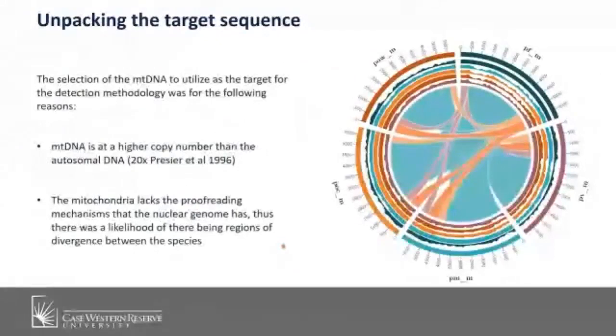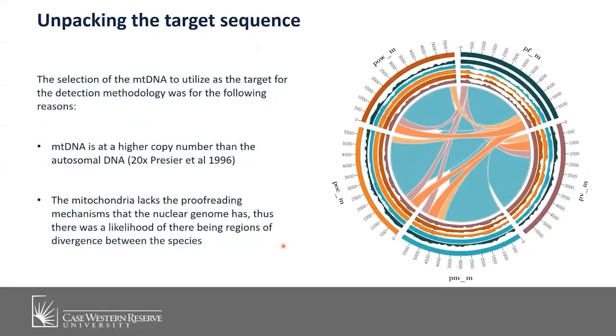Let's start unpacking why we started with the mitochondria and how that is functioning as a viable target at this point. So the reason we selected the mitochondrial DNA was twofold. The first one being that mitochondrial DNA is usually at a much higher copy number than autosomal DNA. In the parasite Plasmodium, it's lower than you would expect of a eukaryotic organism, but still reported to be about 20x over the nuclear genome by this paper. And that's just because Plasmodium tend to only have 3 or 4 mitochondria as compared to other organisms, which can have much more than that.